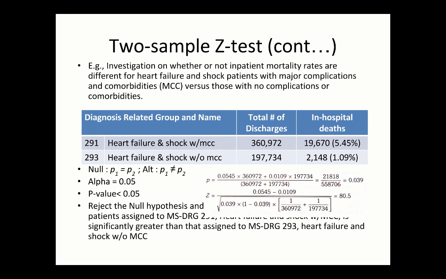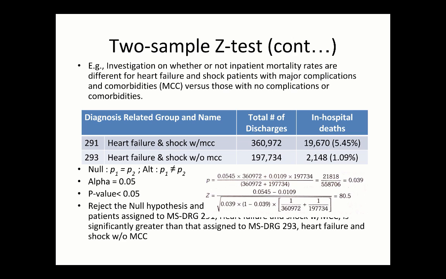So let's take a look at the example of the two-sample z-test. Let's say we wanted to investigate whether or not the inpatient mortality rates are different for patients with heart failure and shock, with major complications and comorbidities, as determined by being coded with MSDRG code 291, versus those with no complications or comorbidities as determined from being coded with MSDRG code 293. We find that MSDRG code 291, heart failure and shock with major complications and comorbidities, occurred in 360,972 discharges, with 19,670 deaths, or 5.45% of the patients died.